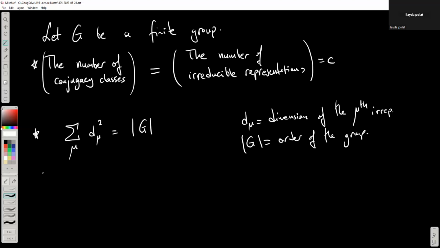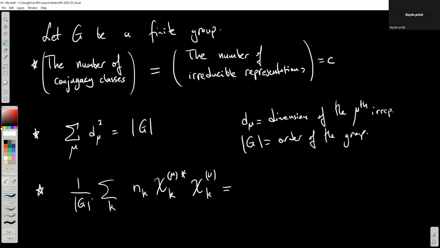And then we have the character relationships. So there are like two kinds. The first kind says that if I sum over the conjugacy classes, where nk is the number of elements within the kth conjugacy class, the character of the mu representation in the kth class, complex conjugated, and for the other representation, the character for the same class again. So this is a sum over classes, therefore the number of elements within the class appears in here. That is equal to delta mu nu.